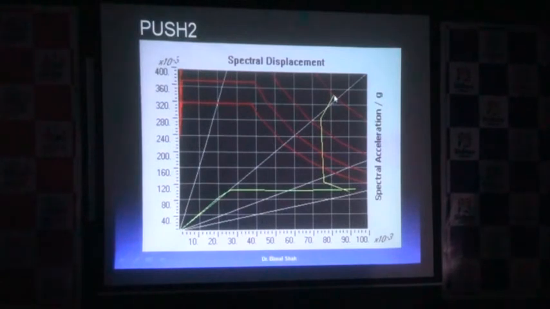Okay, so what will happen is that this is a single demand curve with variable damping, and this yellow line is what you call your demand curve. The red ones are now converted to the yellow one, and where the yellow one meets the green, which is your capacity curve, this is the point which we call the performance point.